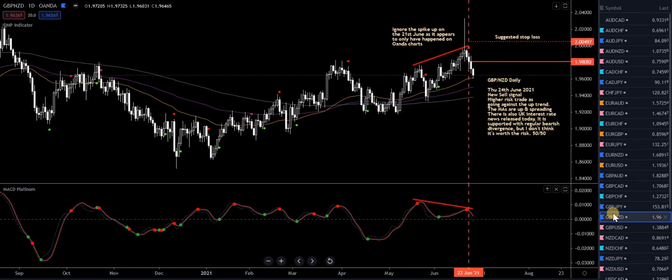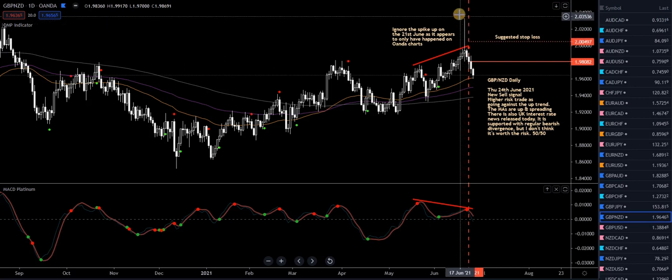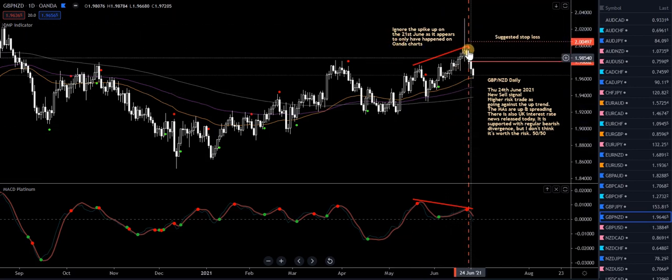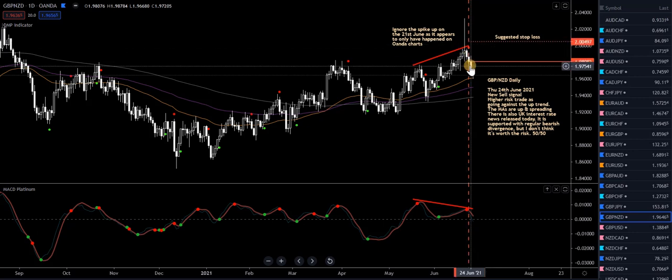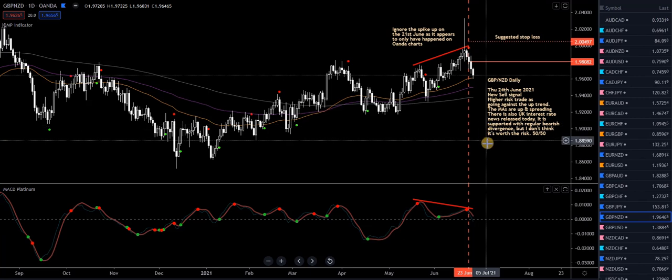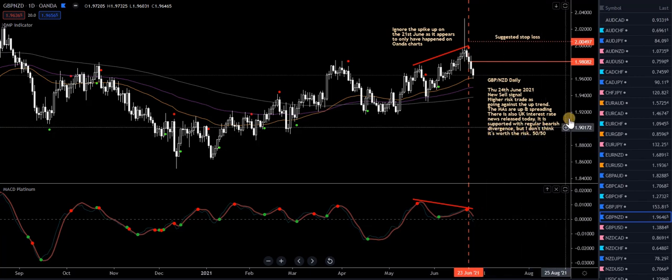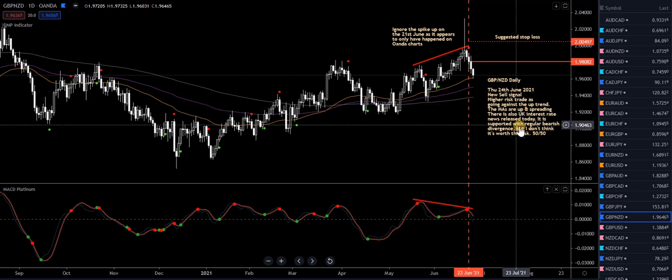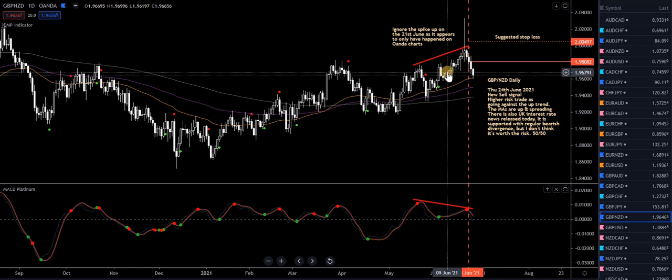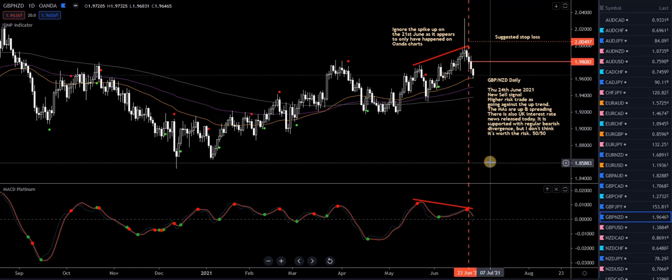Pound New Zealand, sell here. Again, here's another one of these spikes on Monday. Just ignore it, it's just an Oanda thing. Suggested stop here. Sell here, high risk trade. Regular bearish divergence. Again, you can read my notes. I didn't think much of this trade. I don't think it's worth the risk. 50-50 sort of, but if you took it, you would have been sweet.